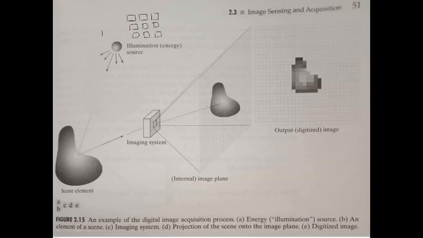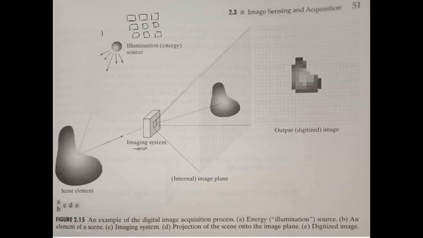Let us consider how the image is being formed. This is the source of energy. It can be the sun or whatever it may be. It is just a light source, an illuminating source. This is the object which has to be captured. The light falls on this object, and the reflected light will be captured by this imaging system.